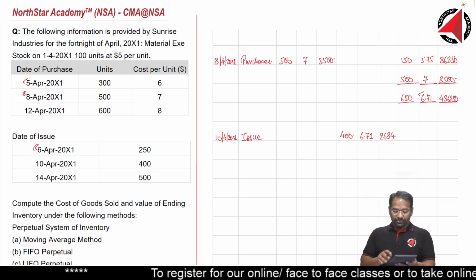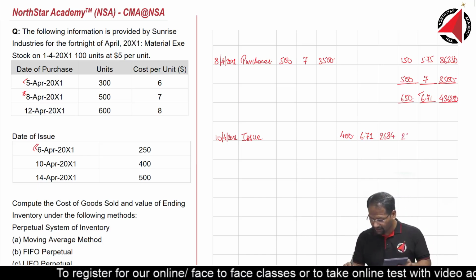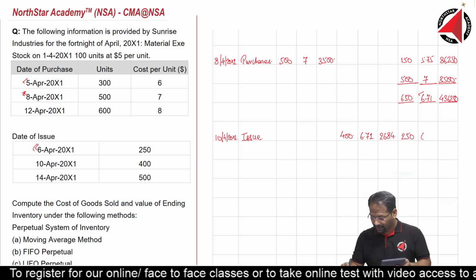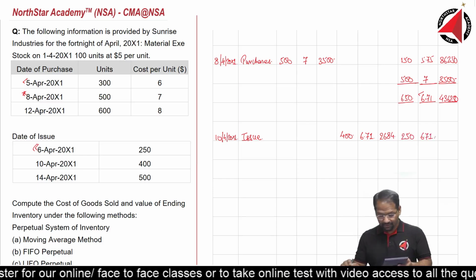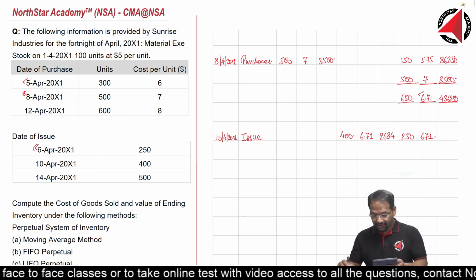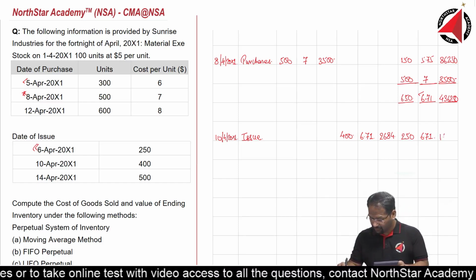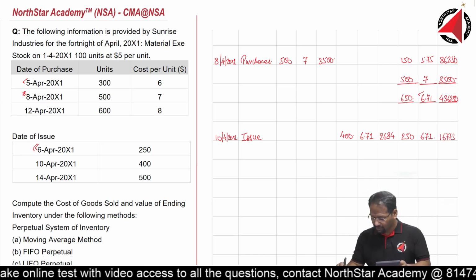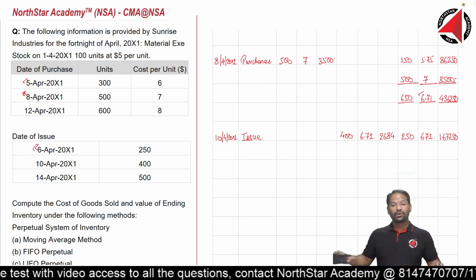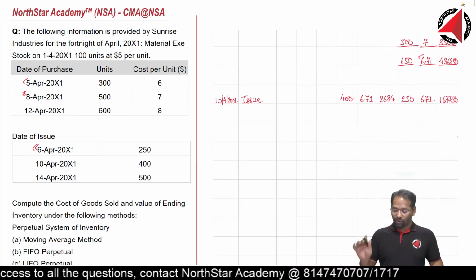Out of 650 units, we have already issued 400 units. How much is left? So we are left with 250 units at the rate of 6.71. So 250 multiplied by 6.71, we get 1677.50. All right, like I mentioned, you can also round it off. There is nothing wrong in that.